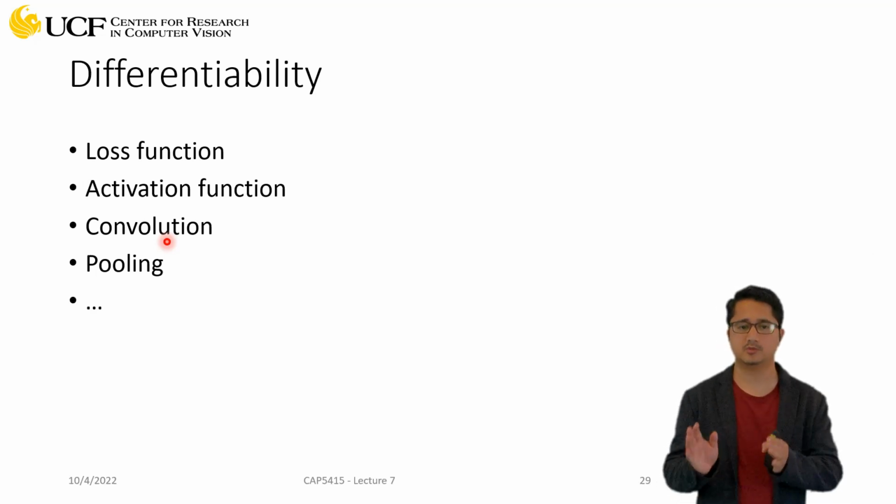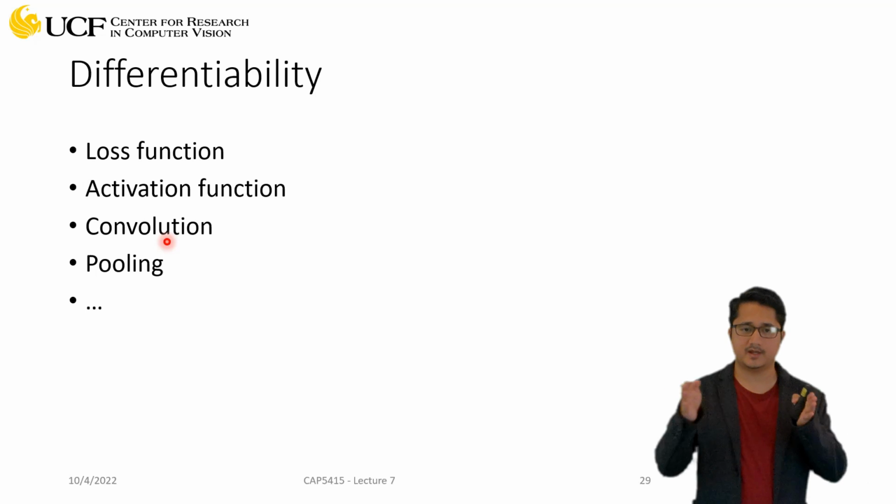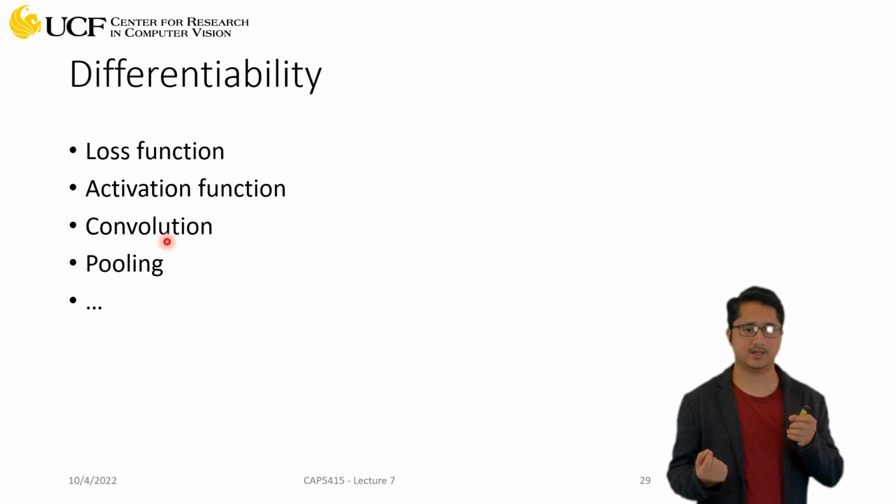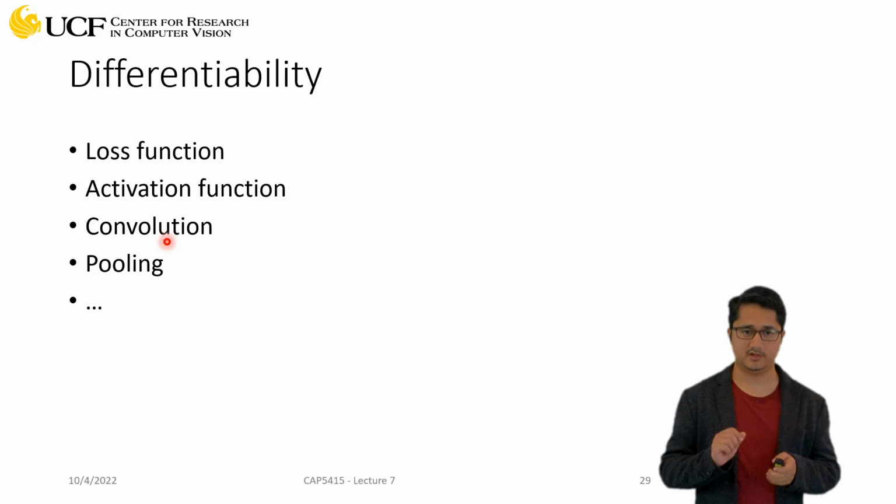So the bottom line is, when you design your network, everything you are using inside your network should be differentiable. You can't just plug any non-differentiable function inside your network. All right.